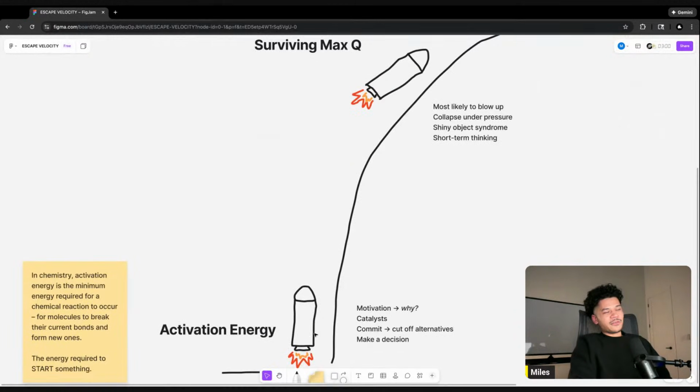So the thing that you're fighting against as you're increasing here, as you're summoning the activation energy required to escape, the thing that you're fighting against is gravity, right? The thing that you're fighting against is gravity. It's just this force that is constantly trying to pull you back down. That's why it requires so much energy to start.